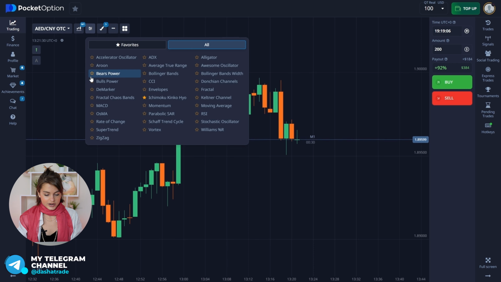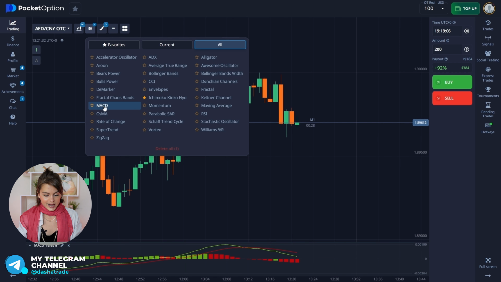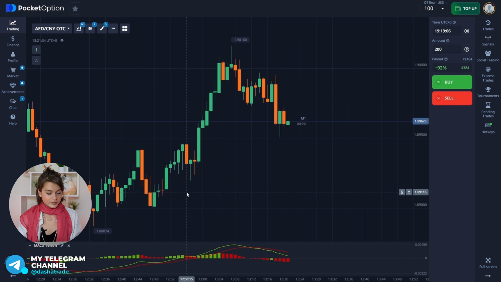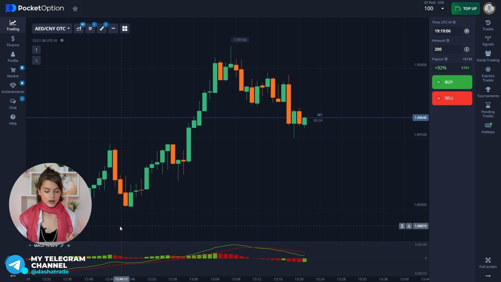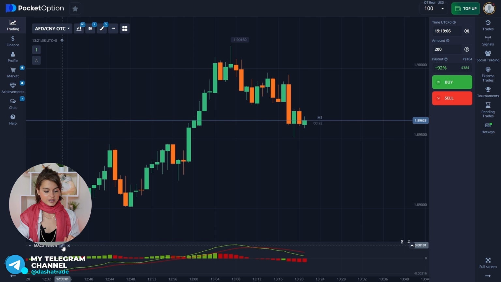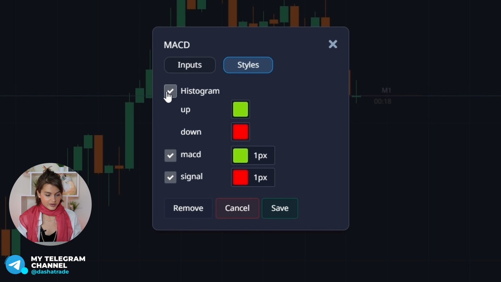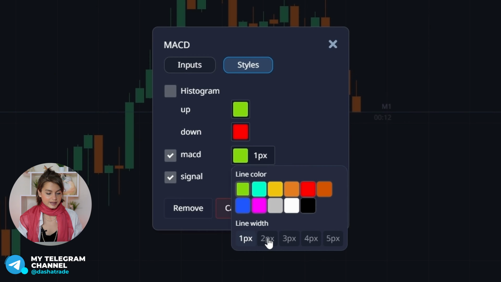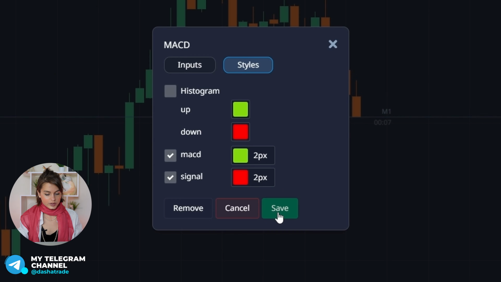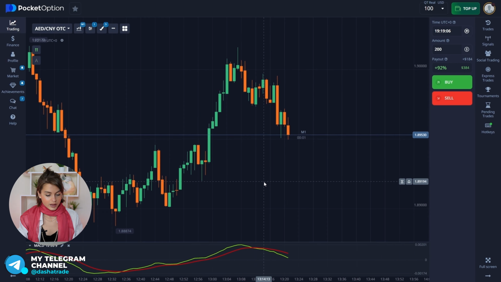Okay, let's add the indicator to the chart right away. We go to the Indicators section and add the MACD indicator. But that's not all. We go to the indicator settings using this button, go to Styles, and remove the histogram. Also add an extra pixel to each MACD line. We do this so we can see the lines from the indicator quickly.